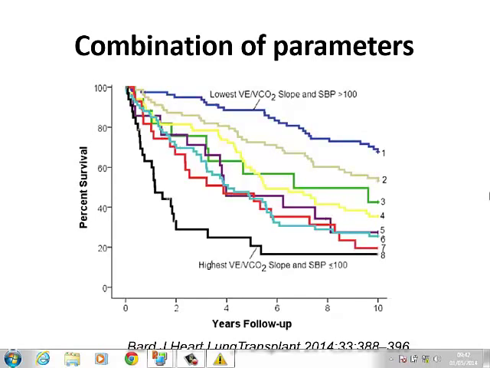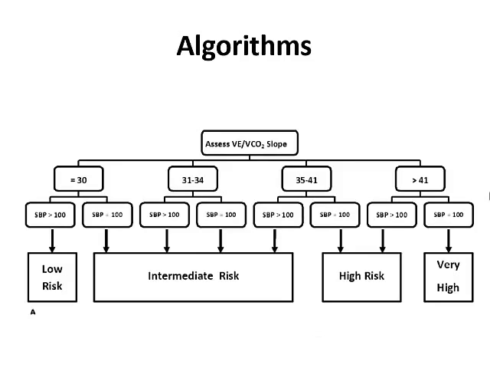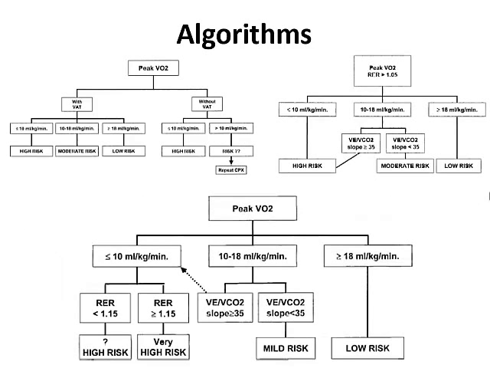And finally, you can associate a lot of parameters. For example, in this very large study, 600 patients, published this month in a journal in the United States, you saw the prognostic response when you combine the VE/VCO2 slope and the response in blood pressure, and you can have quartiles, and you can derive a lot of algorithms. I have about 10 algorithms in the literature. I won't go into this.